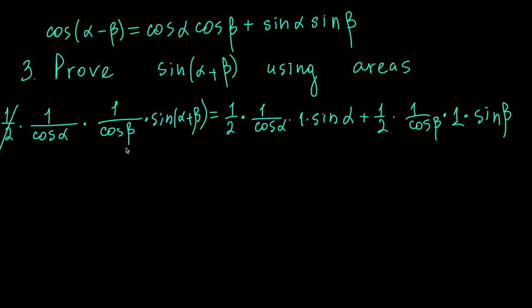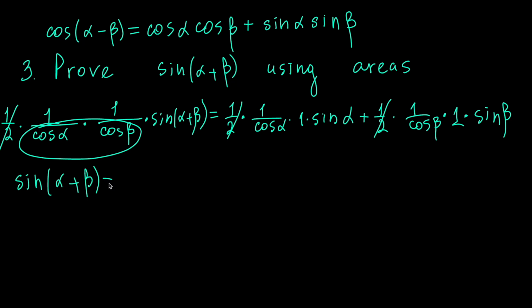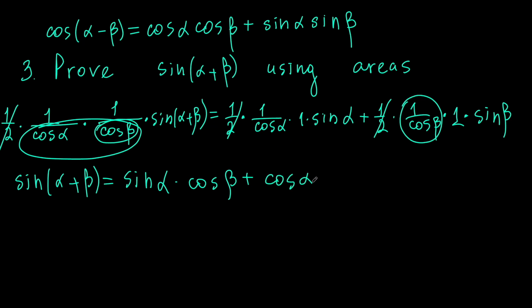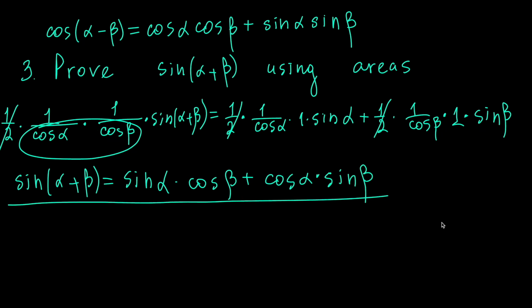And if we divide both sides of this identity by 1/2 and multiply it by the product of cosine alpha and cosine beta, then we will have sine alpha plus beta equals sine alpha times cosine beta, because we have got 1 when we multiply this by cosine alpha, plus cosine alpha, this time cosine beta and 1 over cosine beta give us 1, multiplied by sine beta. Thus we have the sine of a sum formula.